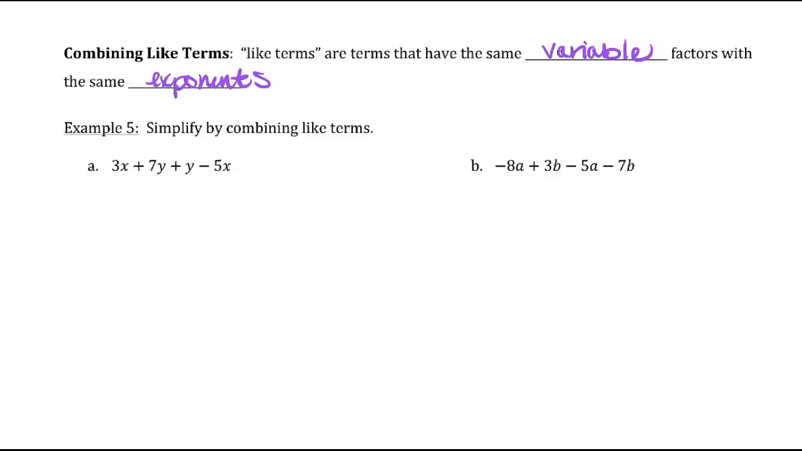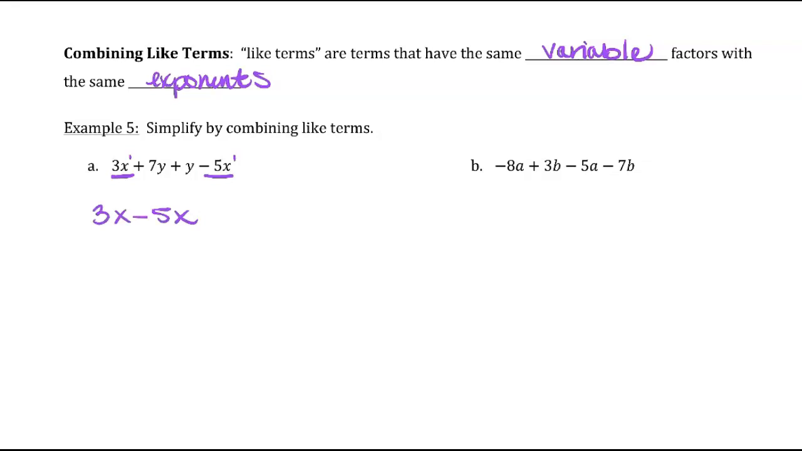On A, look at 3x and negative 5x. The variable here is x, and the exponent of that x, it's not written, but it's really just a 1. 3x and negative 5x are like terms because they have the same variable with the same exponent. That is, we can combine them. Let's write them next to each other.